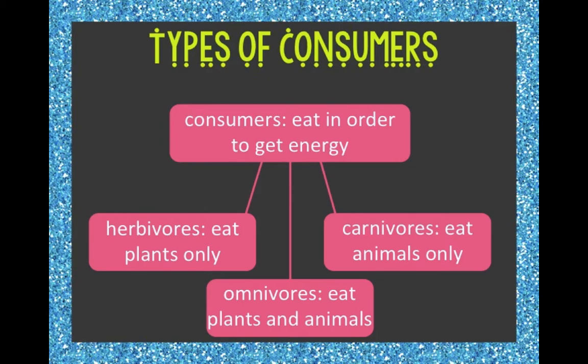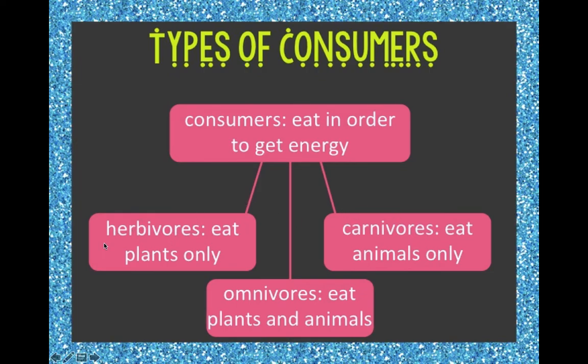And then on the opposite end of this spectrum, so you have the herbivores, and then its antonym is going to be a carnivore. Its opposite is a carnivore because they only eat animals. They only eat meat.